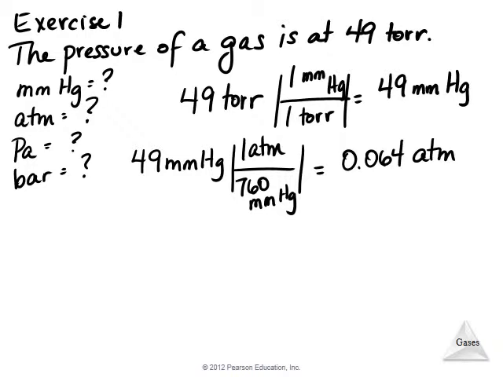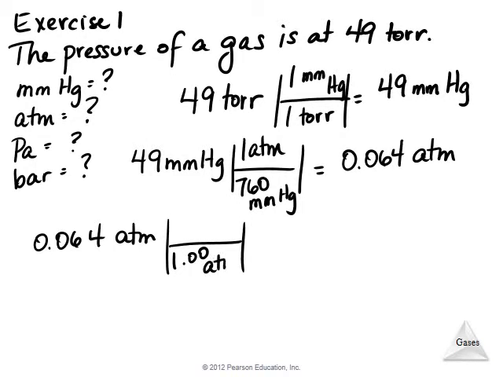Now, I still want to know how many Pascal that is. So I'm going to take that 0.064 atmospheres, and I'm going to convert that to Pascal. And I know that 1 atmosphere is 101.325 kilopascal. Okay? And for whatever reason, I never remember the conversion for pascals, but I do remember the version for kilopascals. But it doesn't matter because I know what kilo means. So I know that 1 kilopascal is 1,000 pascal.